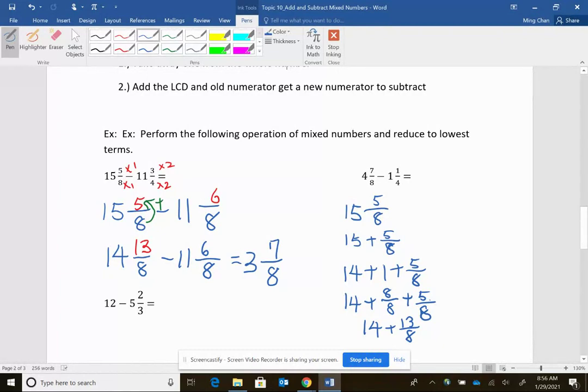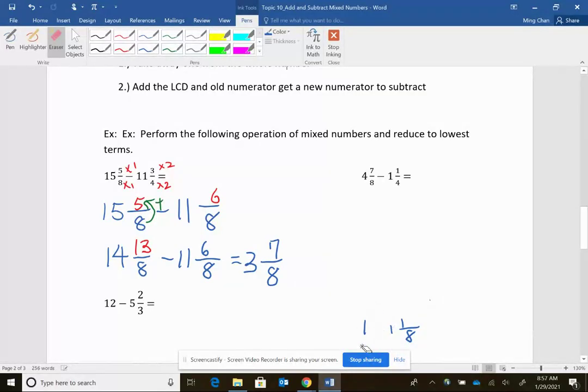That's why my two-step shortcut makes sense, because technically I still end up adding the LCD 8 on to the numerator. So you don't have to show all that. If you can use the shortcut, that would be great. I just wanted to write it out one time for you. All right, try another one.